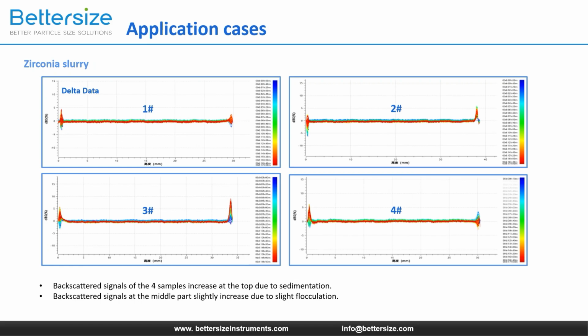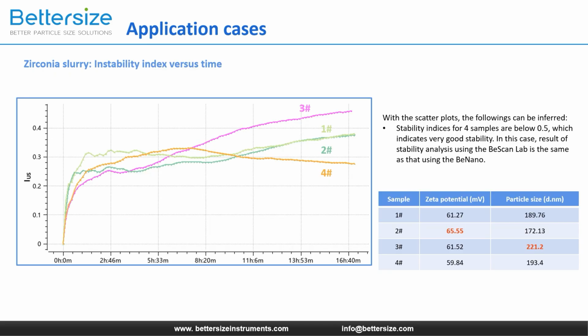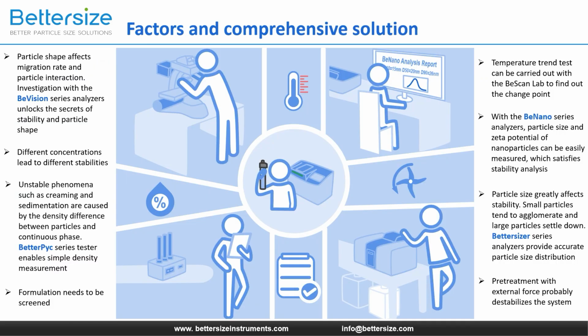Here are the delta backscatter signals for the 4 samples. Backscatter signals of the 4 samples indicate slight sedimentation, and the backscatter signals in the middle part slightly increase due to flocculation. Stability indices for the 4 samples are all below 0.5, which indicates very good stability. In this case, the result of stability evaluation using the BeScan is the same as that using the Binano.